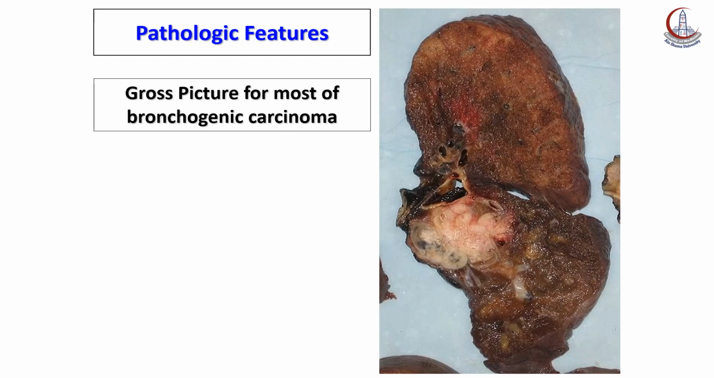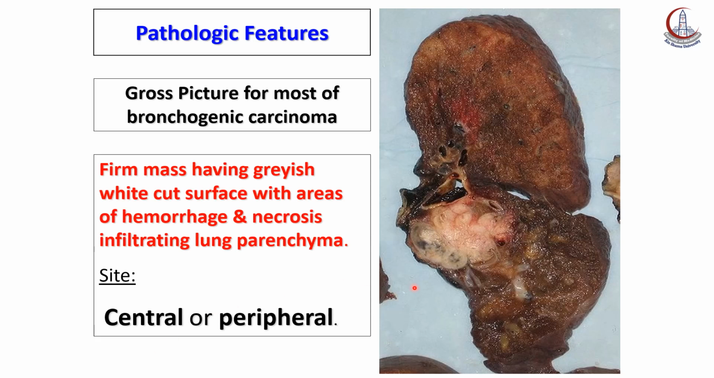The pathologic features of bronchogenic carcinoma. There is a firm mass near the main hilum here. We call it central mass. The cut surface is grayish-white in color with areas of hemorrhage and necrosis infiltrating the lung tissue. This mass is central. We have another site, peripheral, near the pleura. So according to the gross picture, we have central mass or peripheral mass.